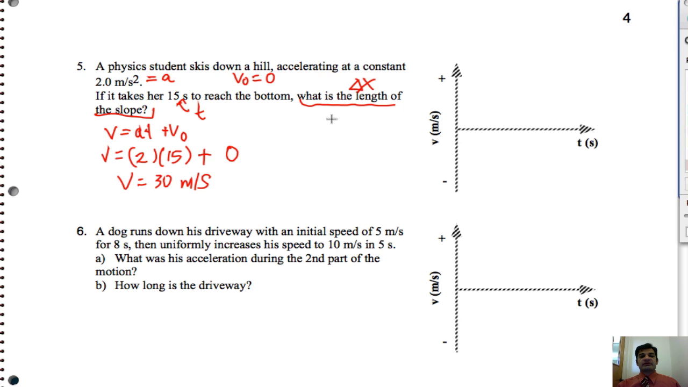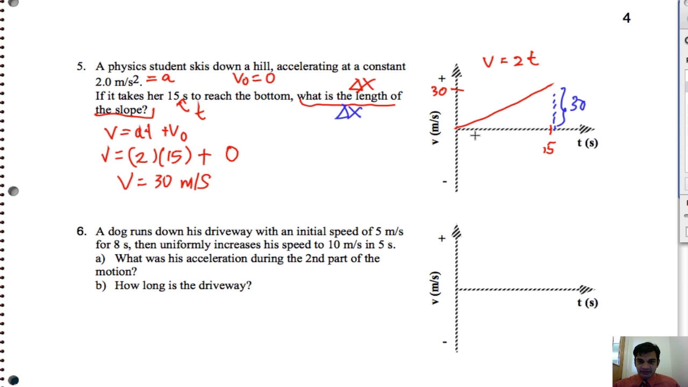And it's very tempting to say, we solved the question, but we haven't. They want to know the length of the slope. So now let's go graph this. So we have 30 up here and 15 here, and we plot our line. So our equation would be V equals 2t. So we plot like that, all the way up to 30. Now, to get the length of the slope, we actually need to do that by getting the displacement. So let's go ahead and do that now.